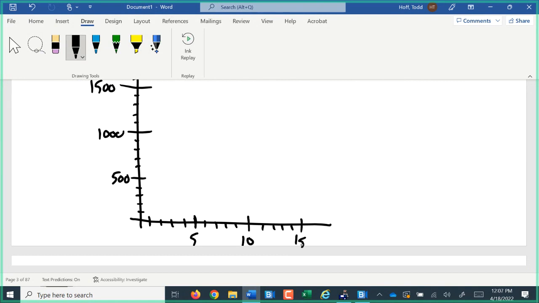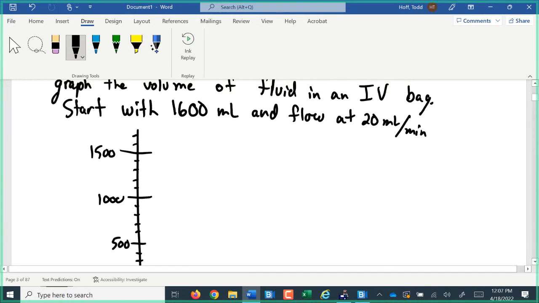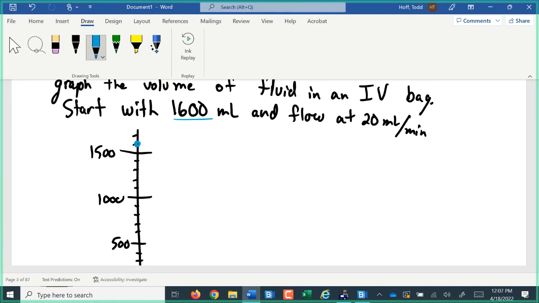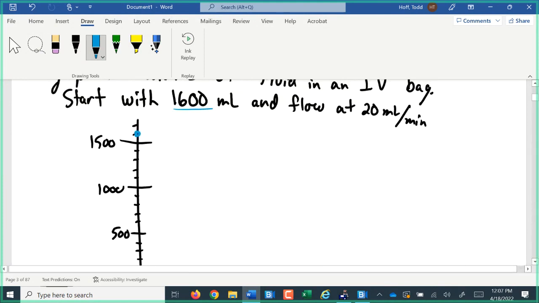so I'll put my minutes along the bottom here. Okay, so we start at 1,600 milliliters. That's my y-intercept. It reduces at 20 milliliters per minute. Well, this graph is marked at 100 milliliter marks. So to go down 20 milliliters for 1 minute is difficult to do. But what I can do is this. Since it's 100 milliliter marks, I'll do 100 divided by 20. That would be 5 minutes. It would take 5 minutes to get 100 milliliters.